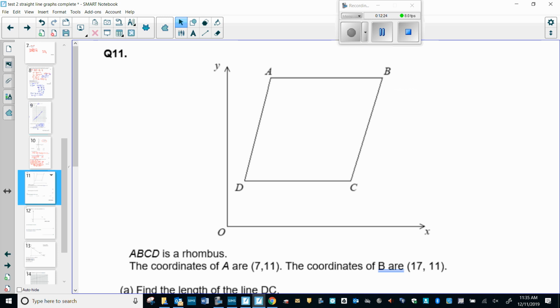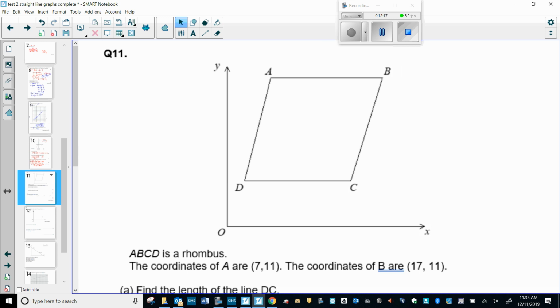So, girls, let's try and get this done as quickly as possible because it's dragging on. Right, so ABCD is a rhombus. Now, you will find that we have questions like this where you may sit there and go, what's a rhombus? You need to make sure that you are aware of these kinds of things.